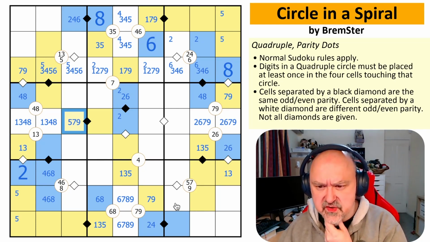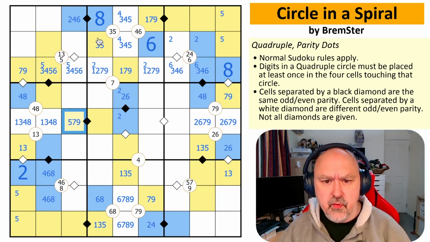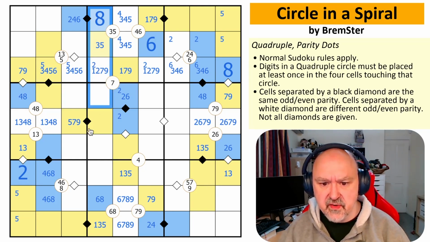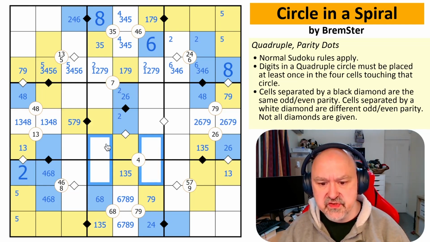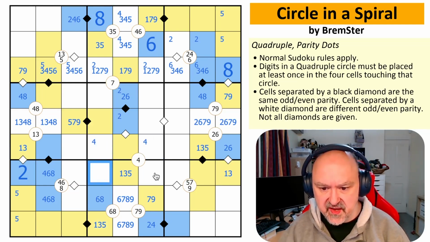I think there's more I can do with parity. I just got distracted by digits. I'm actually sure there's more I can do with parity. 4 in this column. It can't go up here. It can't go here because of the 4, 8 pair, and it can't go in those. So 4 is in one of those two and in one of those two. So these are actually pairs of 4s.